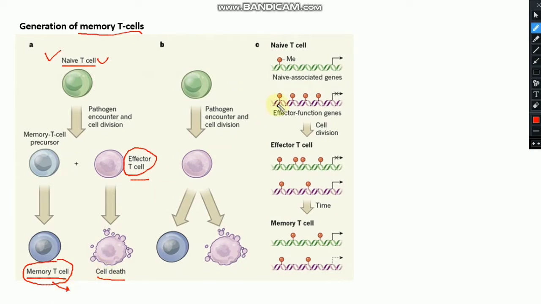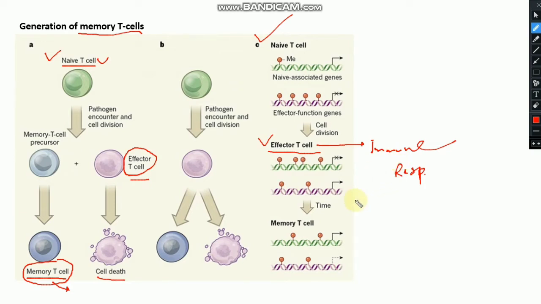So here you see the naive T cells first, and then cell division occurs, and after cell division, effector T cells are generated. These effector T cells induce the immune response.